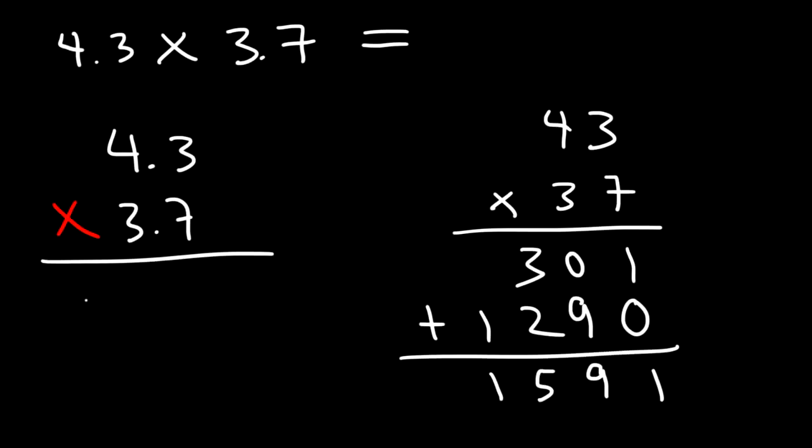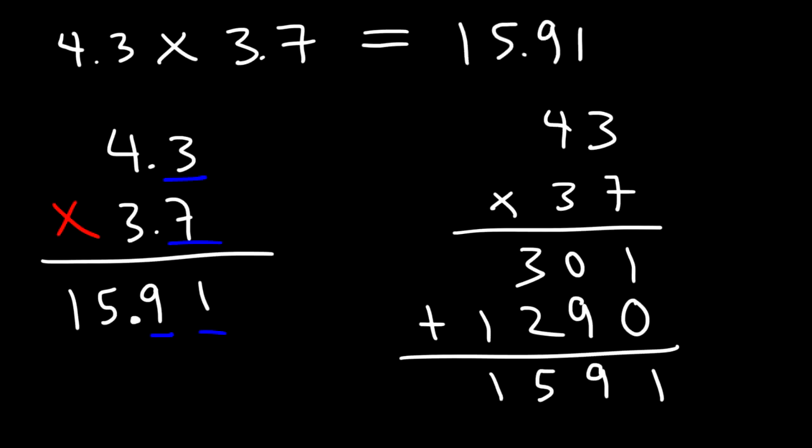Now, we're going to have the same numbers here. However, the place of the decimal point will be different. So notice that we have one digit to the right of the decimal point, and here we also have one digit. So in our answer, we should have 2 digits to the right of the decimal point, which means the decimal point should be here. Therefore, the answer is 15.91.